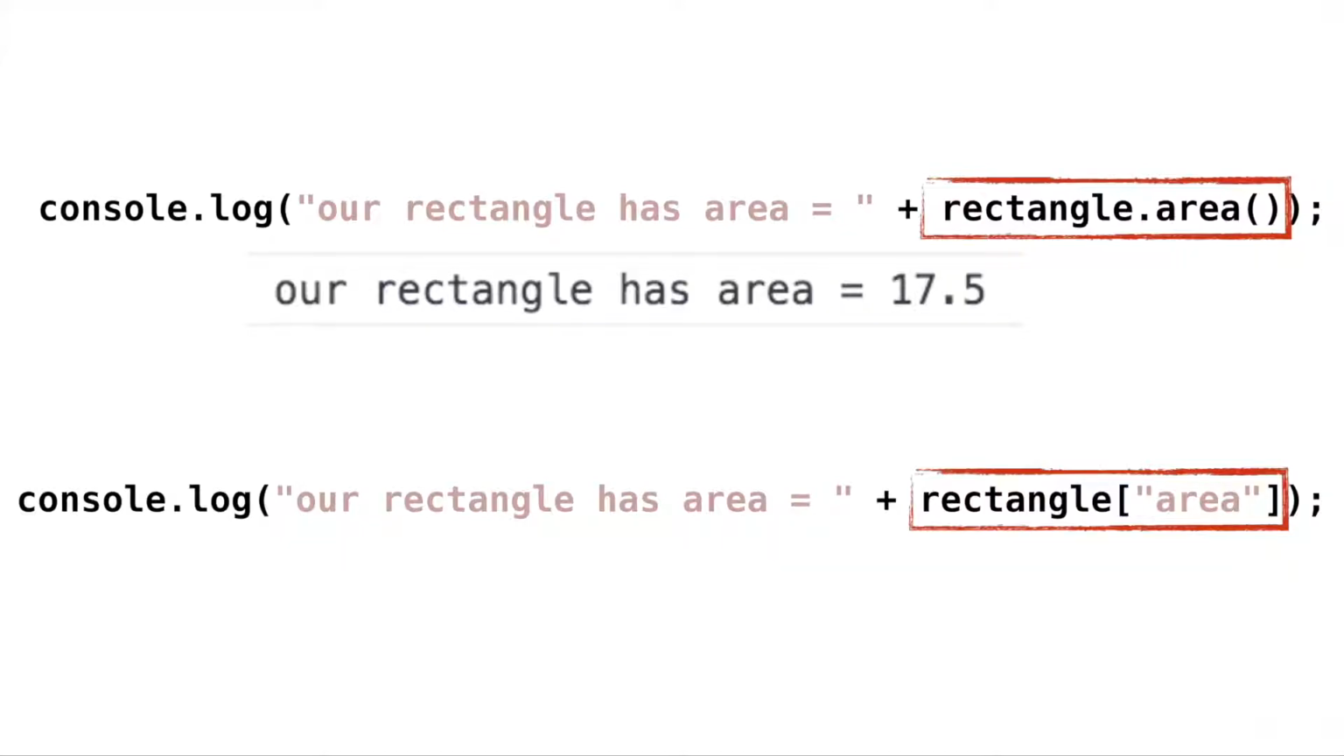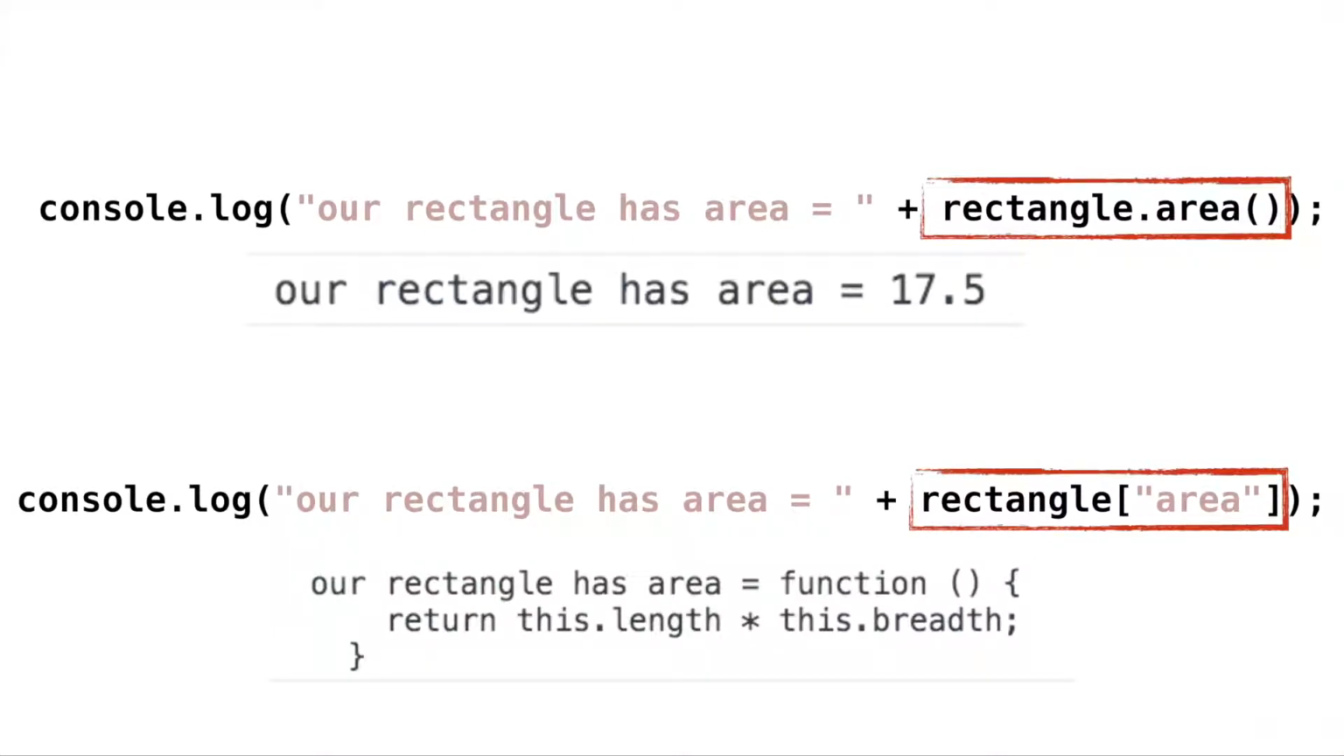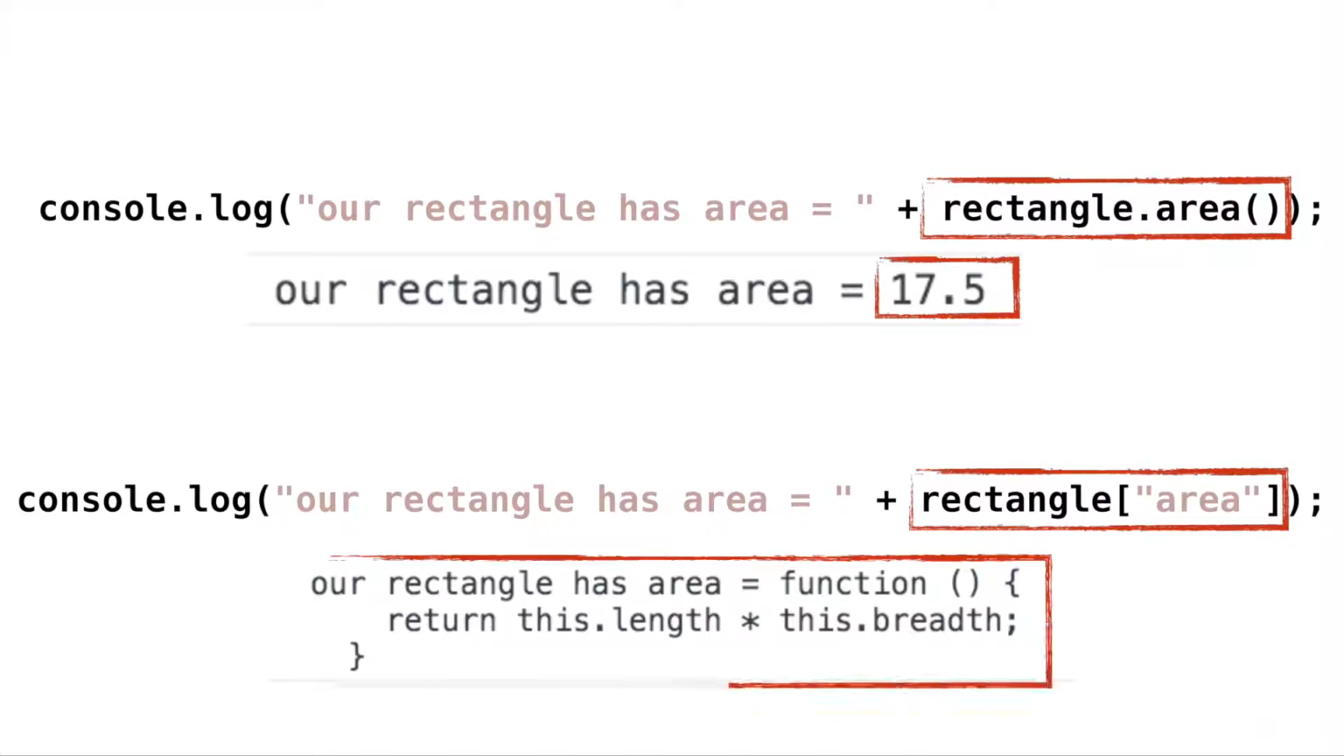Rectangle dot area with the brackets is a function call. It actually executes the function, multiplies length into breadth, and gets the area 17.5. That's what is returned. Rectangle square brackets area basically prints out the value of this property, which is the function. The function is printed out to screen. In one case, the function is executed when we make the method call, and we get the 17.5 as an answer. In the second case, the function is simply printed to screen. We are not invoking the method. Instead, we are simply seeing what the value of that property is in the second case.